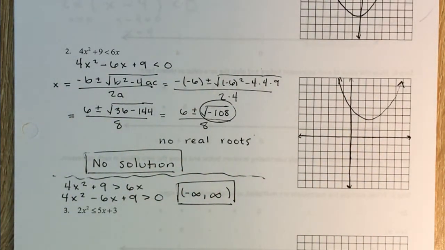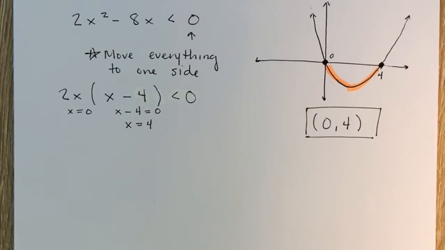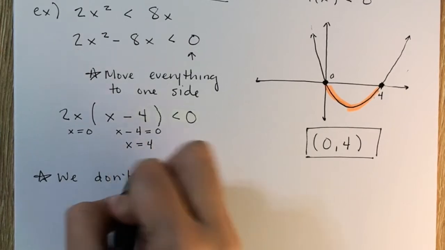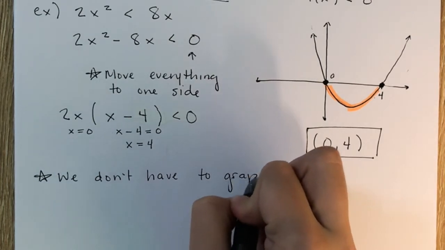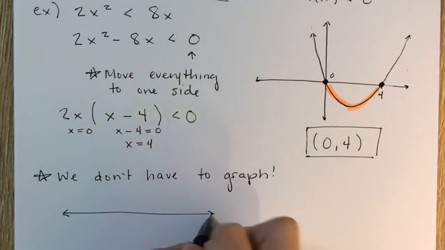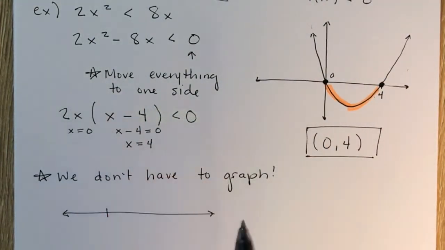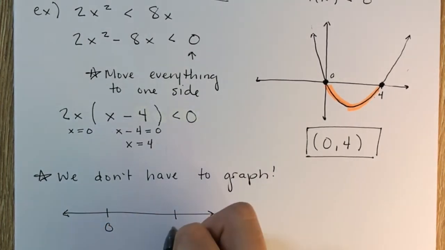Okay, do we have to do this every time? Do we have to graph every time we're looking at an inequality? No. So let's go back to the notes really quickly. We actually don't have to graph to find the answer to a quadratic inequality. The way we can do that is we can take the bare minimum of things that we need from this graph. So we know we have an x-intercept of 0 and an x-intercept of 4.